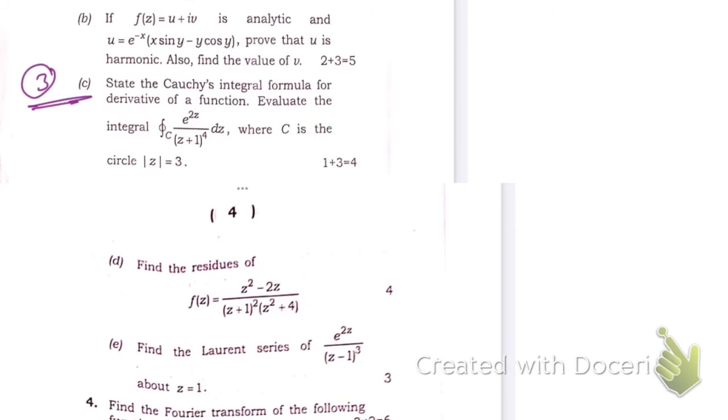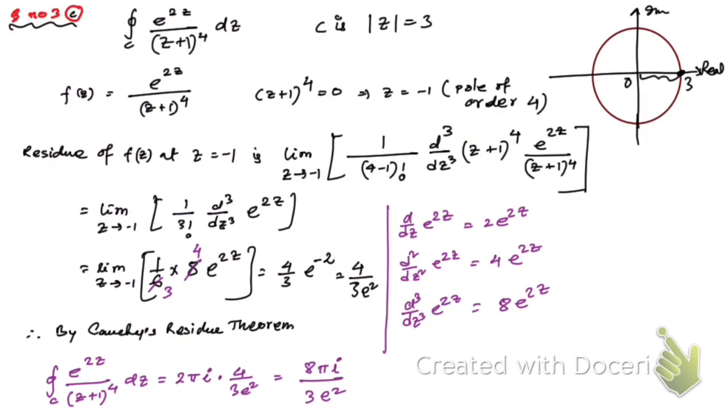So now let's solve it. We need to evaluate this integral, right? Where C is the circle, mod of z is equal to 3, that means radius is 3 here, and the origin is the center, right? So here is the solution of 3c. This is the given circle. So let us take f of z equal to this one. This is our function of a complex variable.